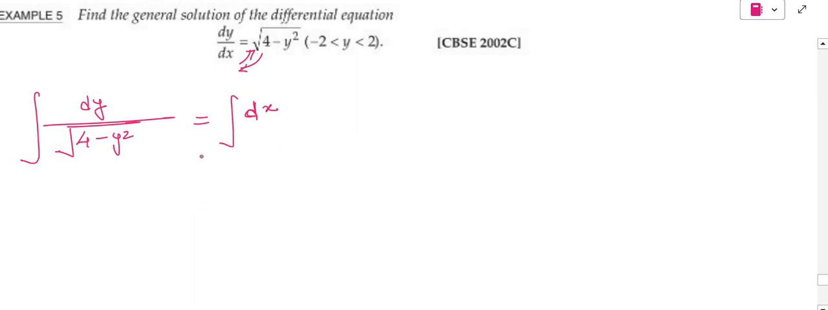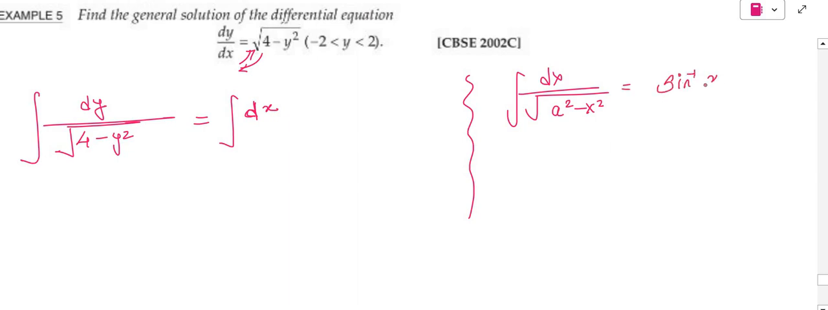Okay, now integrate both sides. Do you remember this formula? Integration of dx under root of a square minus x square is sine inverse of x by a plus c. Do you remember this formula? So I will use it here.